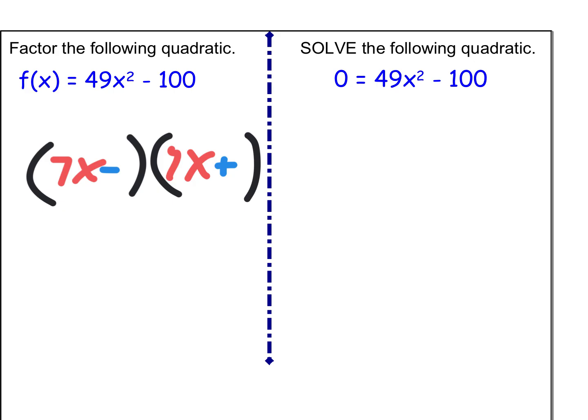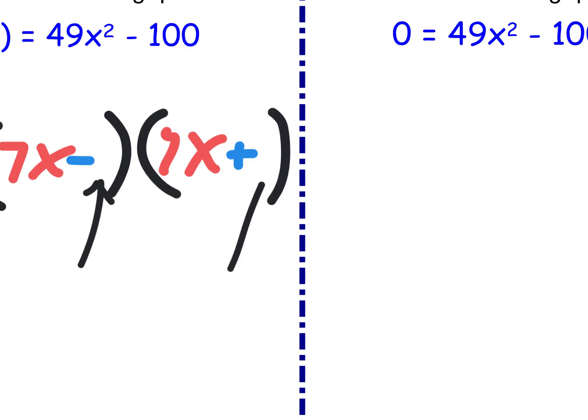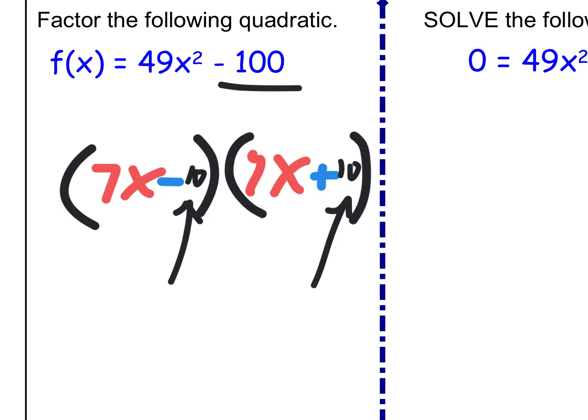Nine times 9 makes 81. Five times 5 makes 25. I got to have the same number here and here. 10. 10 and 10 makes 100. 10 times 10 makes 100. And it's negative 100 because there's a negative in it.